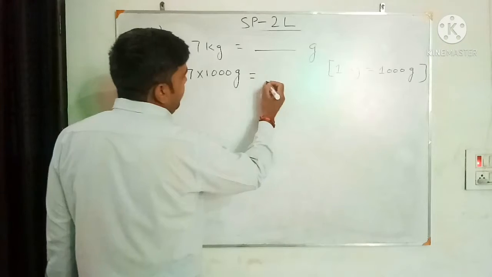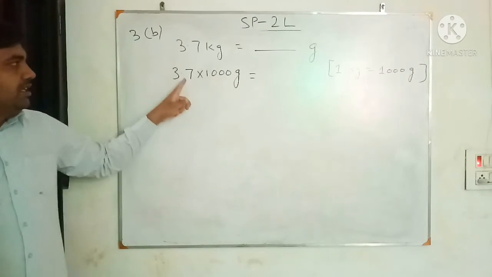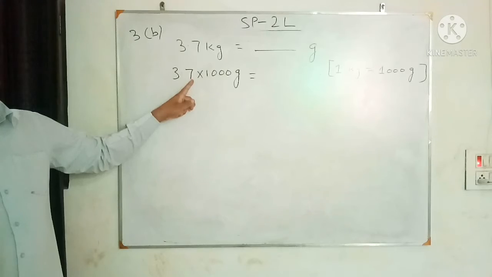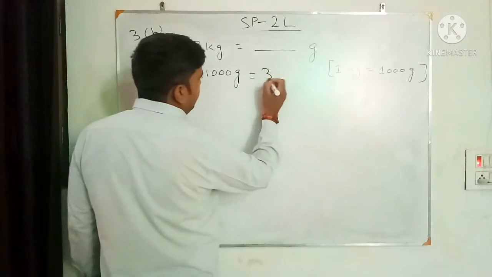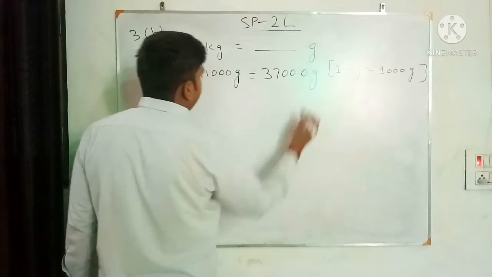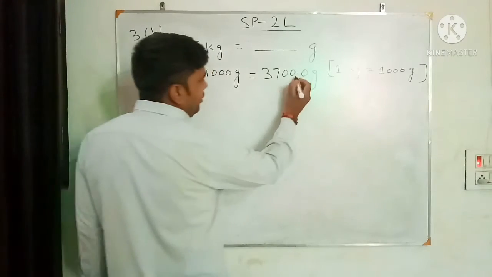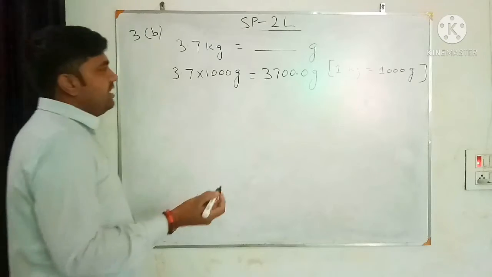So what will the answer be? When you multiply any decimal number by 1000, the decimal will shift 3 places right. To the right there is only one digit, so 2 zeros more we add. It will become 3700.0 gram. That is 3700 gram.